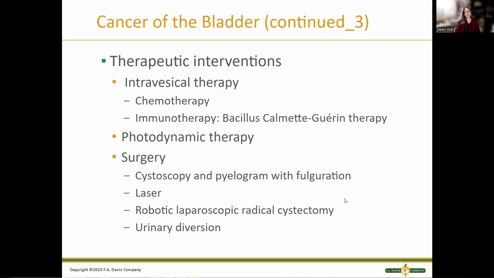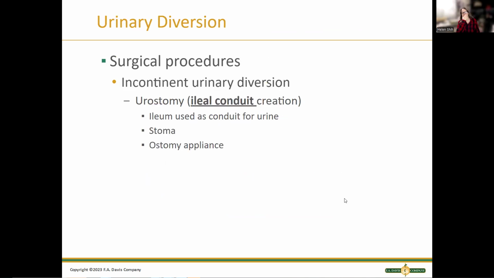There are a couple of different kinds of urinary diversion. Urinary diversion is the umbrella term, and underneath it, you have two categories. One is incontinent urinary diversion, which we're going to talk about next. The other is continent urinary diversion, which is what we're going to follow up with. So in incontinent urinary diversion, we can create something called a urostomy using an ileal conduit.